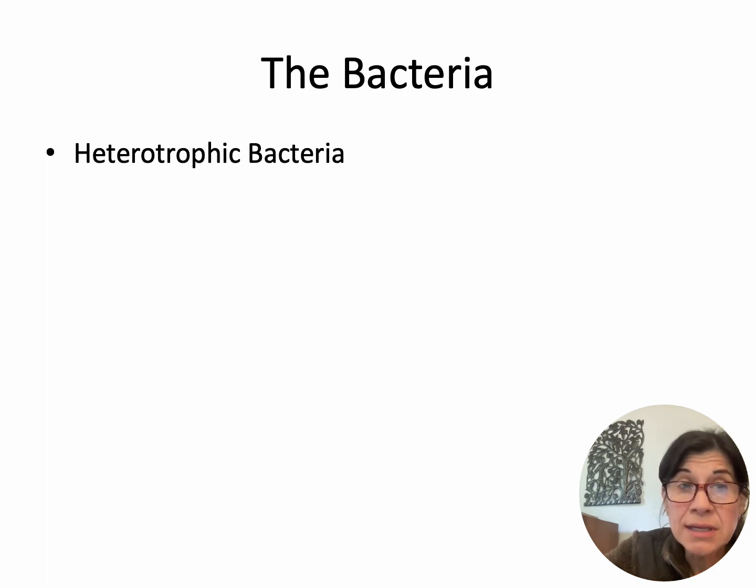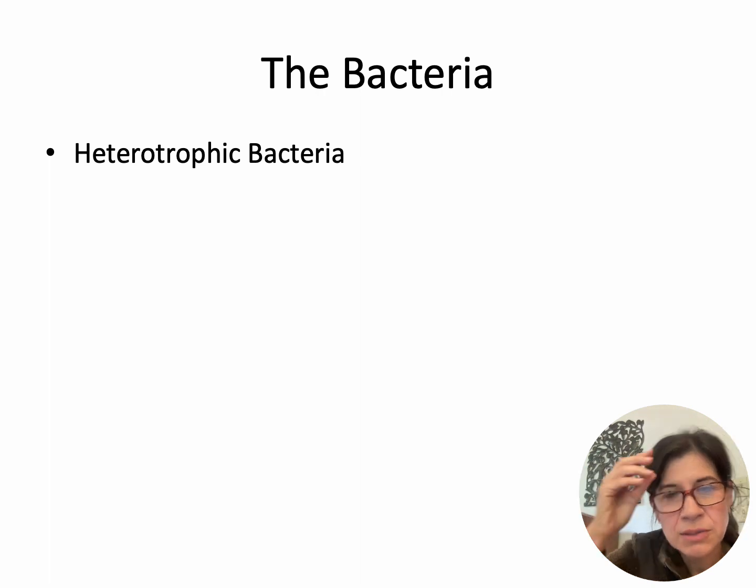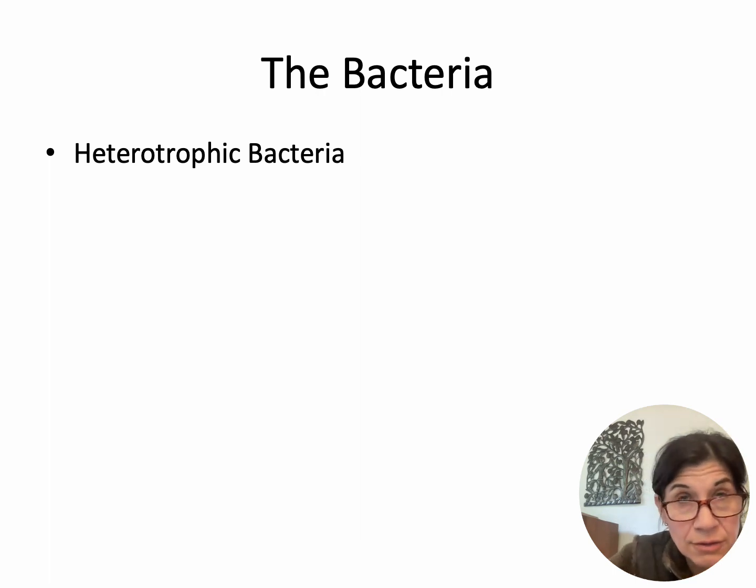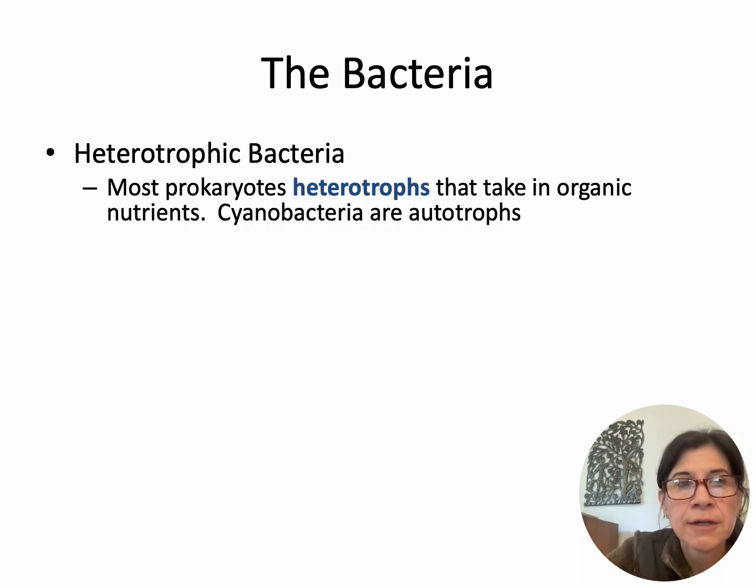Bacteria are mostly heterotrophic. So what do we mean by heterotrophs? Heterotrophs are the ones that consume organic material for their energy. We talked about this when we looked at cellular respiration versus photosynthesis. So heterotrophs, right, can't use the sun's energy to make their organic molecules. They have to consume them. So most bacteria are heterotrophs, right? And even most prokaryotes are heterotrophs.